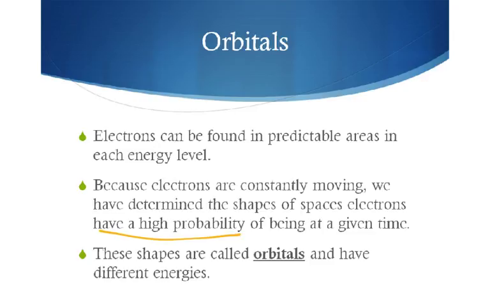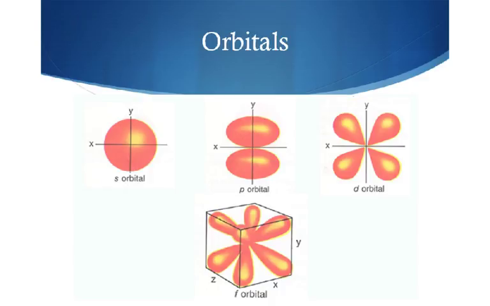So the shapes, or the paths that these electrons could possibly take while they're in this orbital, or while they're in this energy level, are called orbitals. So they have different shapes and different energies.